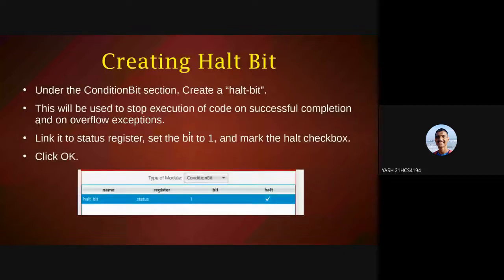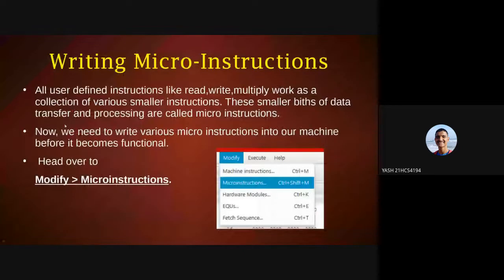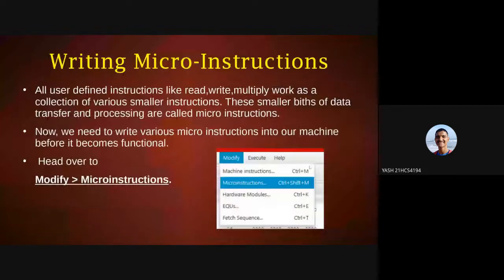Now after creating the hardware modules, our code will start looking like this. In the registers part, we will be able to see that the following registers have been created with the width as well, and we can see that the width is the same as the number of binary values in the data part. And same for the main memory. The main memory will create 4096 different addresses and corresponding data values. Now after we have created the hardware modules, we will create some micro instructions.